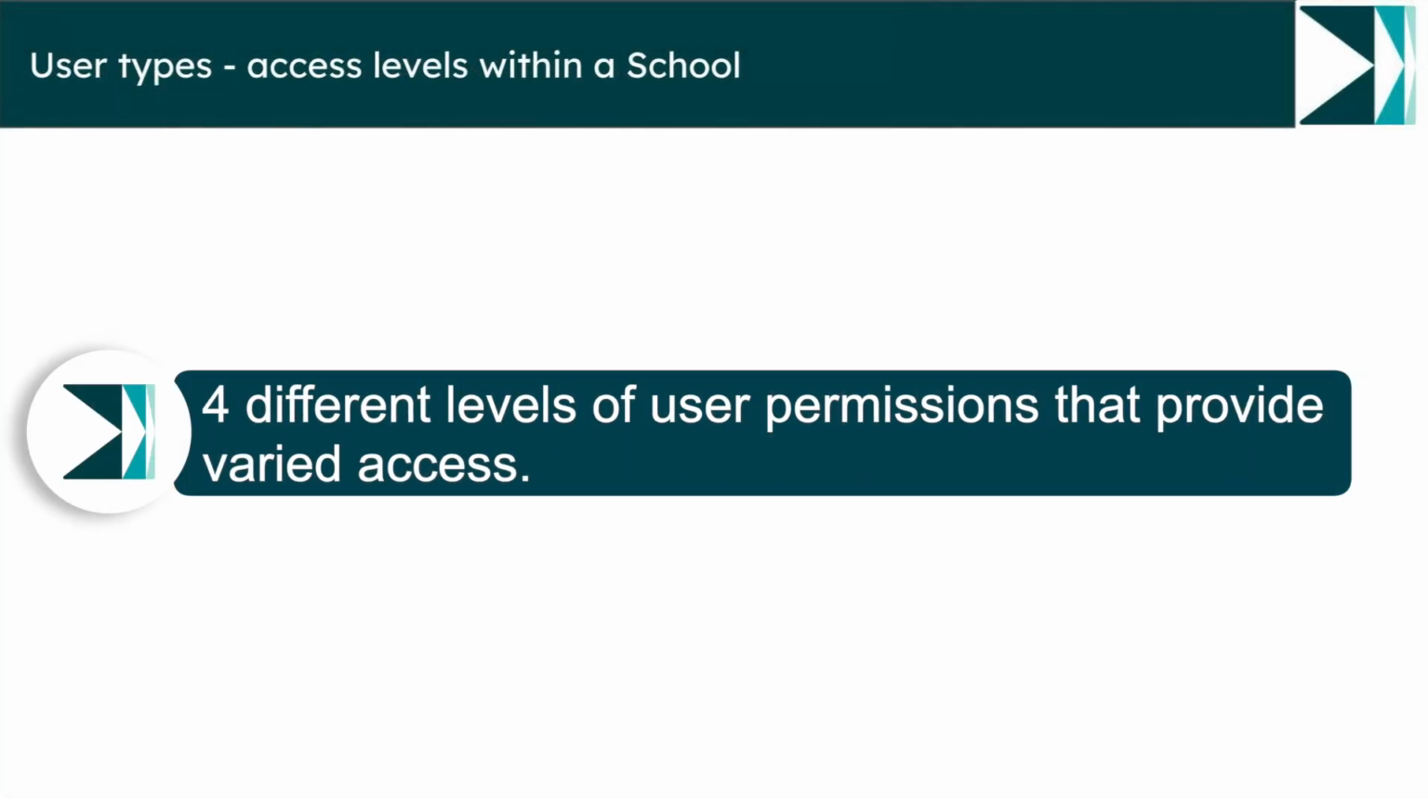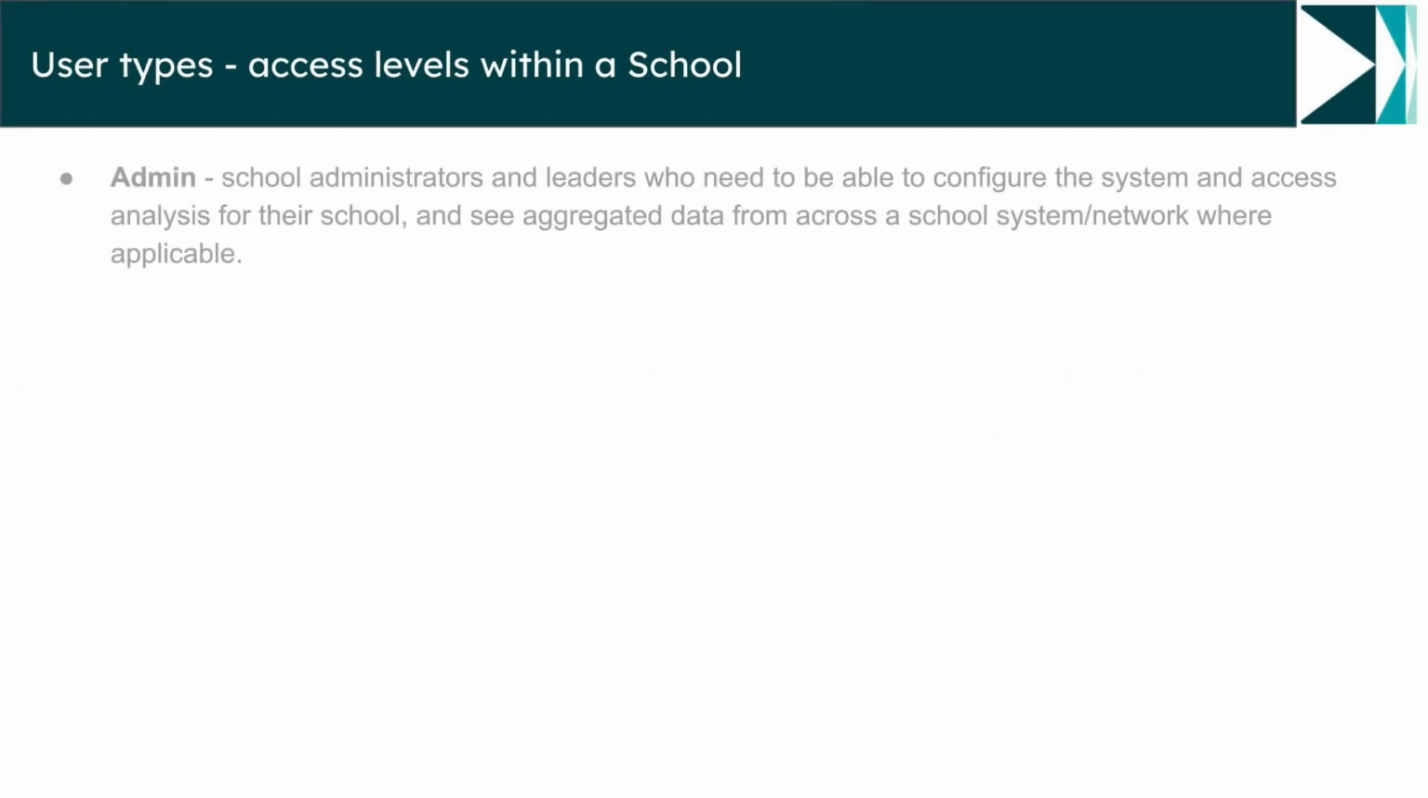Within a school, there are 4 different levels of user permissions that provide various levels of access. Admin is for school administrators and leaders who need to be able to configure the system and access the analysis for their school. So this means setting up any parameters required for that analysis to occur. They can also see aggregated data from across the school system or network where applicable.